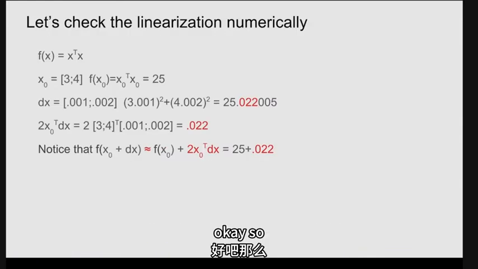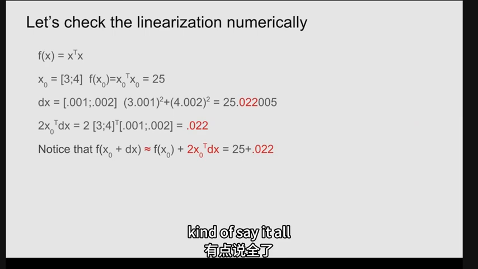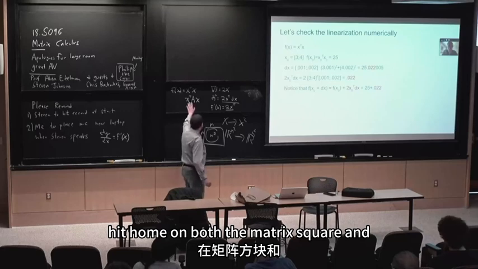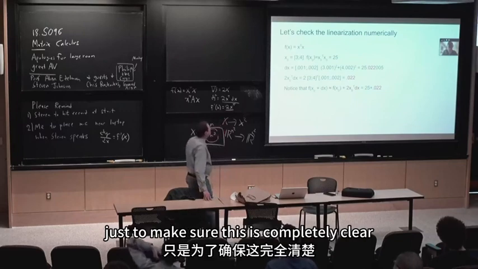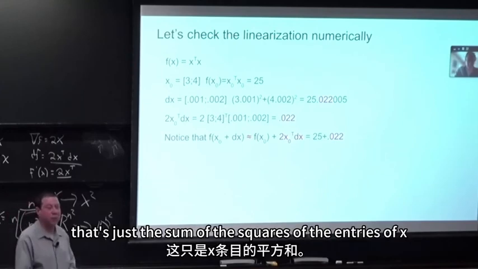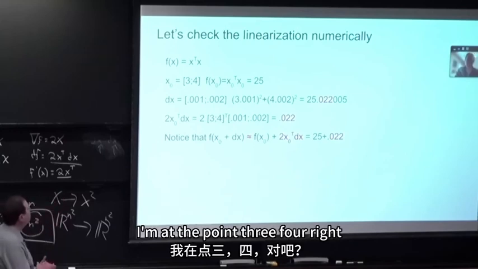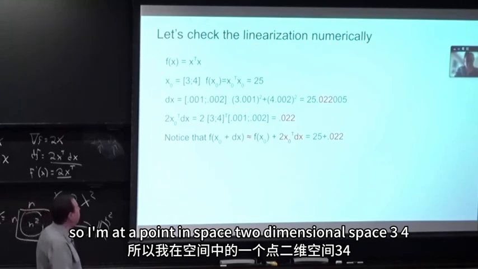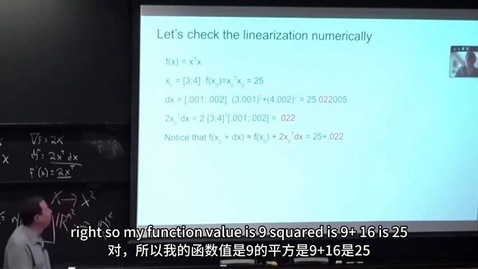Okay, so sometimes I open up a Julia to do this, but I think these slides kind of say it all. So just to hit home on both the matrix square and the x transpose x, I'll give you a numerical example just to make sure this is completely clear. Let's consider the function x transpose x, right? I hope you all realize that's just the sum of the squares of the entries of x. And if I'm at the point 3, 4, a point in two-dimensional space, then my function value is 9 plus 16, which is 25.